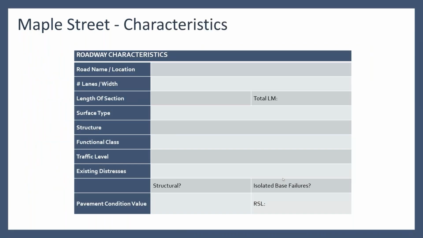So let's break this down. For Maple Street, I can plug in the name. We know the lanes, the length of the section. So multiplying those 2 lanes times the length tells us that there are 3 lane miles that we're working with. We've got a hot mix asphalt surface. The structure, we didn't really get any info on that, so I'm not sure. There might be some records somewhere you could dig up. But it's a local road in terms of functional class. Traffic level is pretty low.